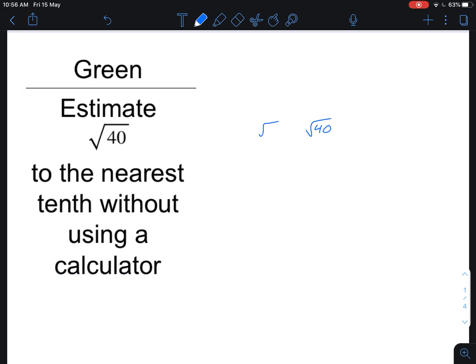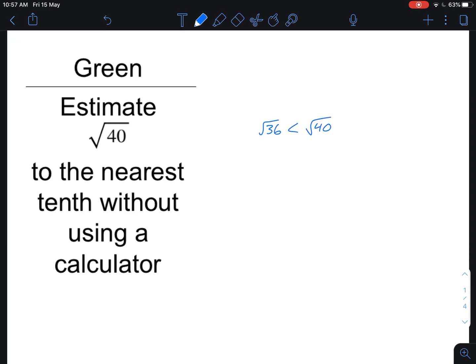Well, the one that's less than the square root of 40 that's a perfect square is the square root of 36. Okay, it's smaller than the square root of 40. What's bigger than the square root of 40? It's the square root of 49. Those would be the two values that are the closest. So what that tells me is that the square root of 40 is going to be somewhere between 6 and 7. All right, so I know it's 6 point something.